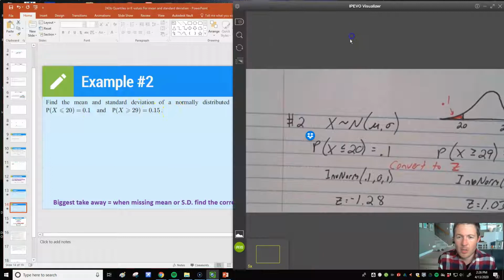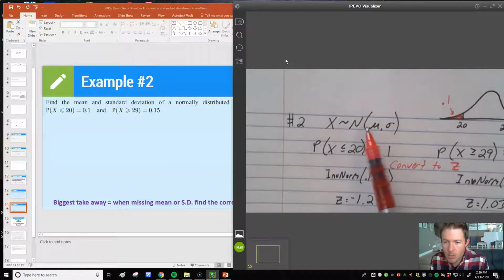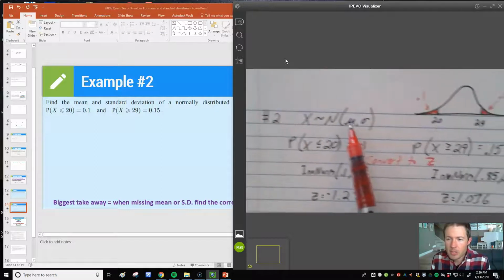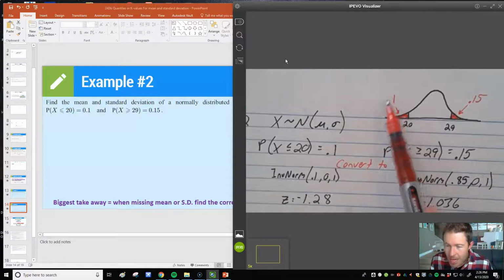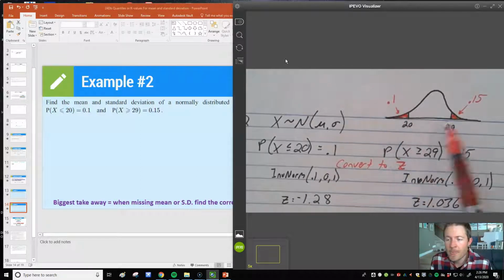So let's look at what this is saying over here. Again, we know it's normal. We need to find both of these. Just looking at the picture, because the picture might help us see this. Here it told us there's a 10% chance of being below 20, and there's a 15% chance of being above 29. That's what we know so far.